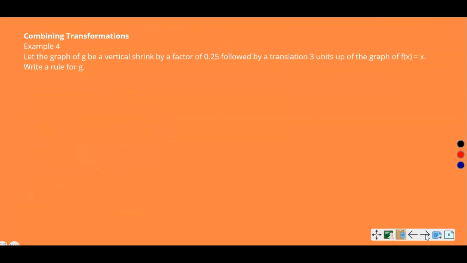Example 4, combining transformations. Let the graph of g be a vertical shrink by a factor of 0.25, followed by a translation 3 units up of the graph of f of x equals x. So that's a linear function. That's our parent function for a linear function. And then it says write a rule for g. So they're telling us it's going to be g of x, and they're giving us everything we need to know.